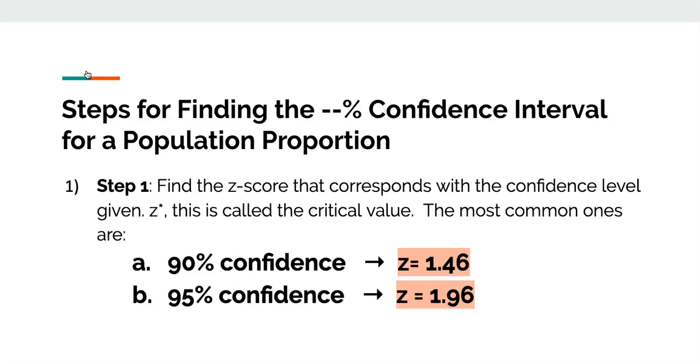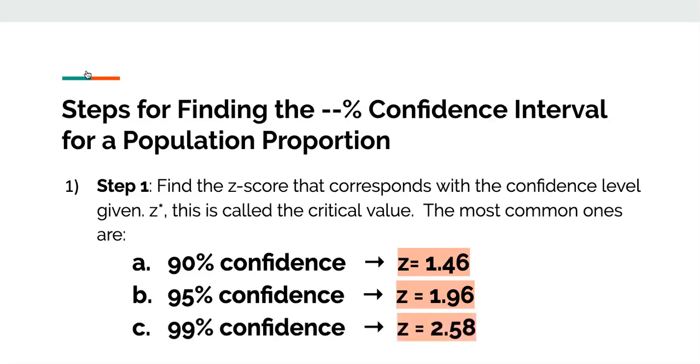95% confidence, remember, by the empirical rule, it was 2 standard deviations above and below the mean. That's where we had that 95% of data, and that 2 was rounded up, but in a little more accurate way, z is 1.96. I want you to memorize that one or know that one for sure. 95% confidence interval, that's the most common one that we're going to work with. 1.96 is the critical value that we will use, okay?